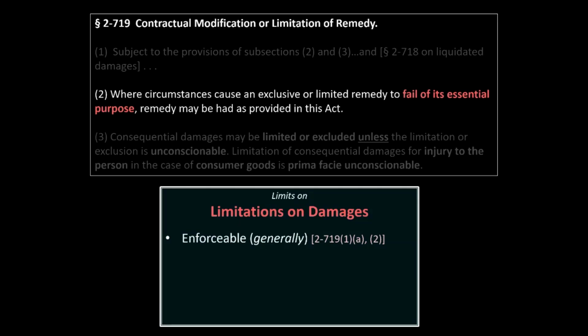For example, the agreement limits the buyer's remedy to a repair of any defective goods, and every time the seller repairs it, the goods break down again, or the seller takes a very long time to repair the goods, or the goods are of a type that are not repairable under the circumstances.